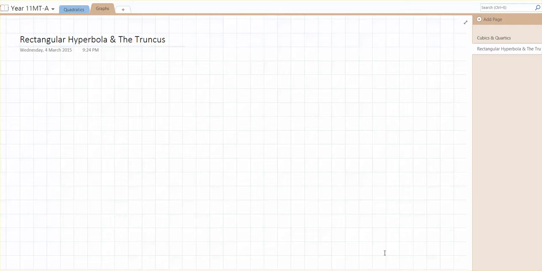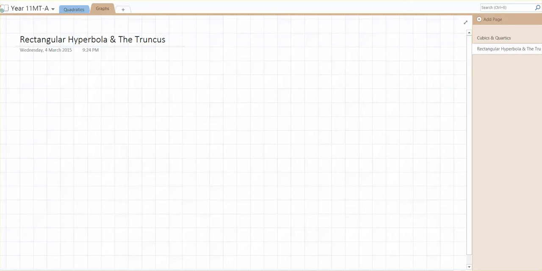Right, we're going to have a look now at a couple more graphs. And in this lesson, the rectangular hyperbola and the truncus are going to be looked at. We're coming off having looked at some quartic and cubic curves and some translations of those. Now, in this lesson, we're going to look at two types of graphs. Two types of graph, the hyperbola and the truncus.